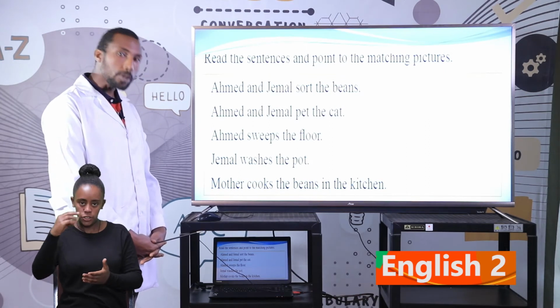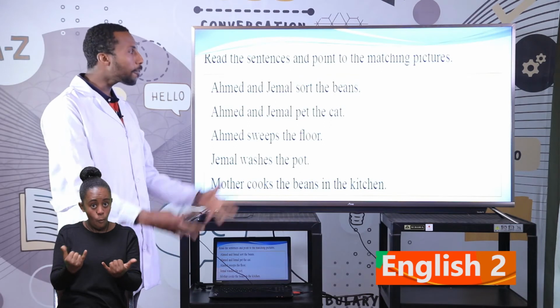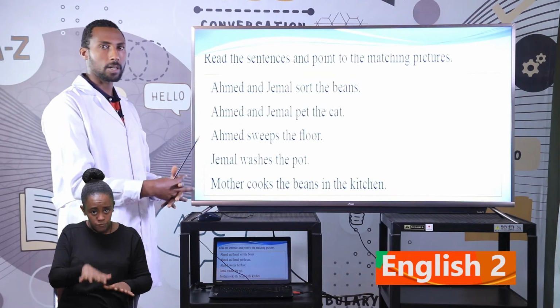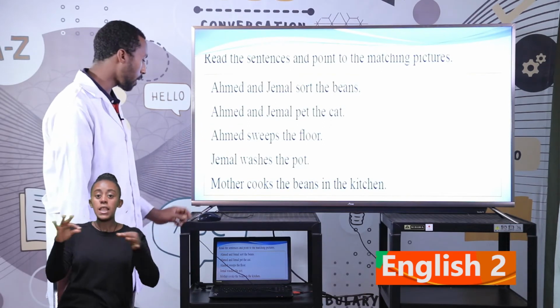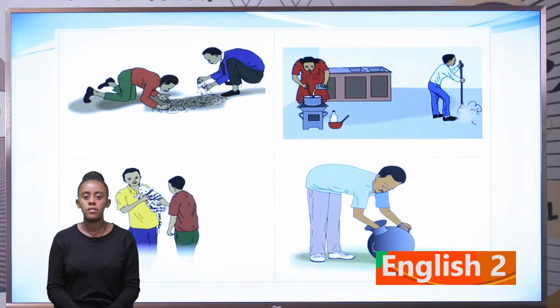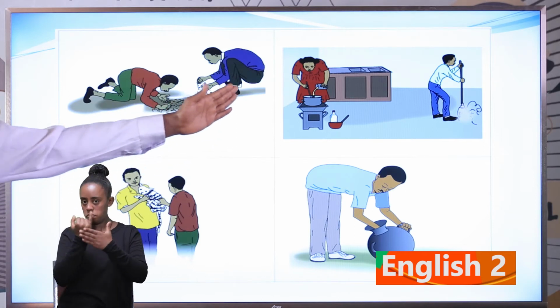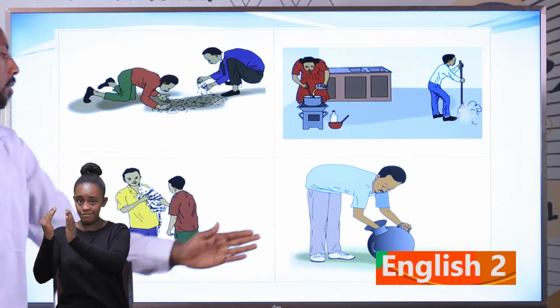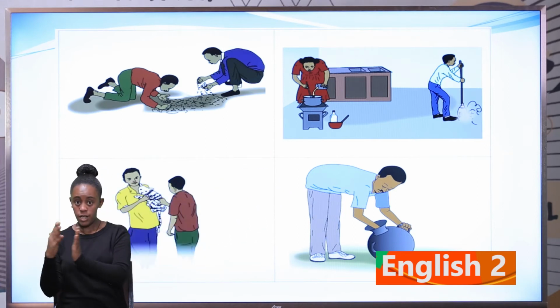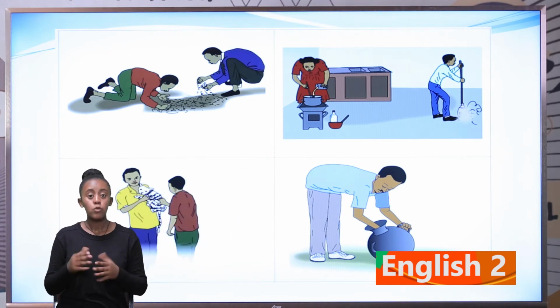Now, I will show you a picture. So you have to match the sentence with a picture. There are 5 pictures in this smart television. This one is the first one, second, third, fourth, and fifth.